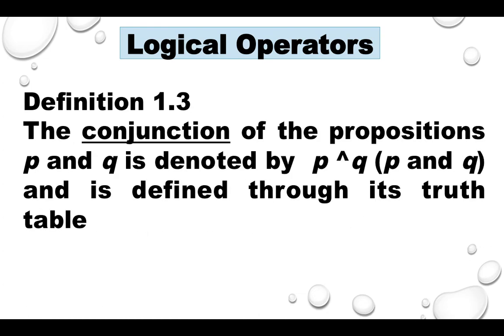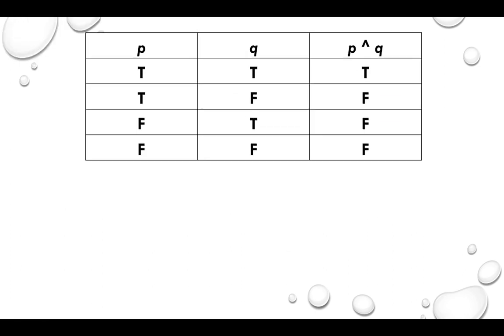And for the conjunction of propositions P and Q, it is denoted by P conjuncts Q. Pag binasa ito is P conjuncts Q or P and Q, and it's defined through its truth table. So this is an example. So anong napapansin dito sa table? So we have two propositions, therefore we have 2 raised to n, and that is 2 raised to 2, and it's equal to 4. Therefore we should have 4 rows. So let's count 1, 2, 3, 4.